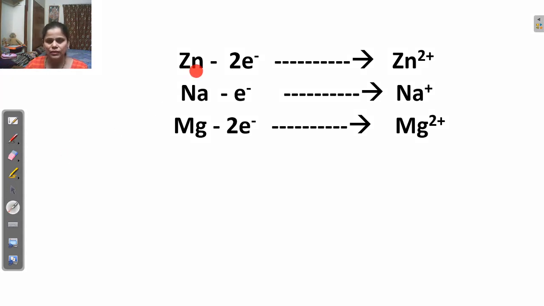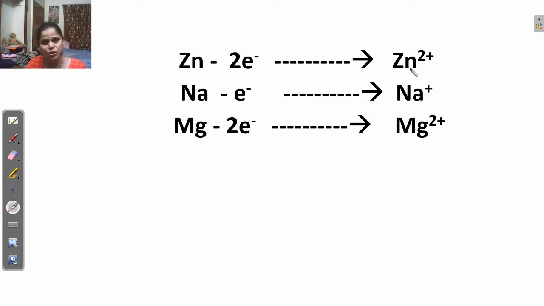Here zinc is neutral. If the zinc atom loses two electrons, how many electrons an atom loses depends on the electrons in its outermost shell. Zinc easily loses two electrons, so it forms the zinc ion, a cation, Zn 2 plus. Because zinc loses two electrons, it forms a cation, a positive ion.